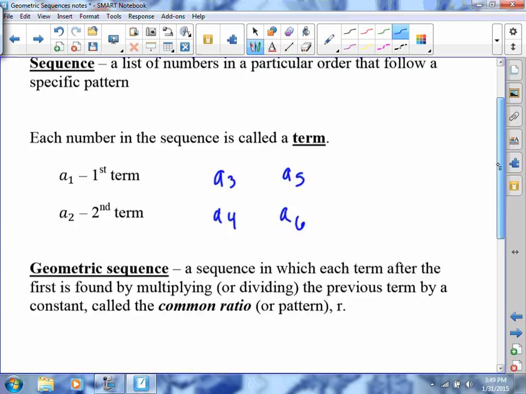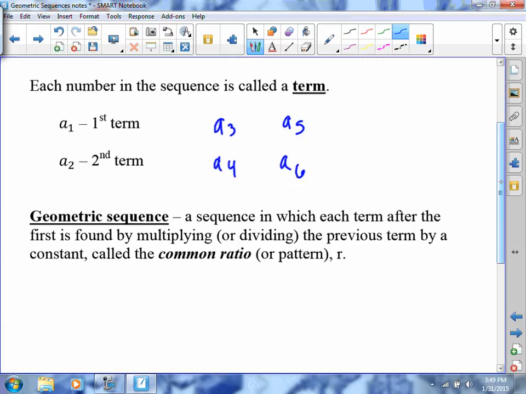Now a geometric sequence is a sequence in which each term after the first is found by multiplying or dividing the previous term by a constant. That constant is called a common ratio, and we're going to call that little variable an R. So that's like your pattern that you're finding. When the ball was bouncing and going half as high, that was the ratio, 1/2. We're going to find that in some of our problems, or sometimes we might be told it.